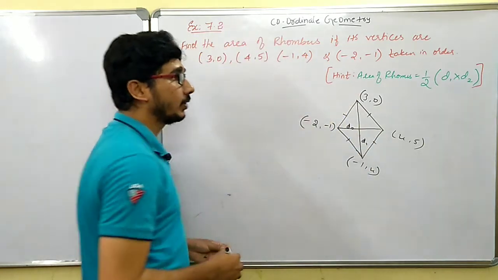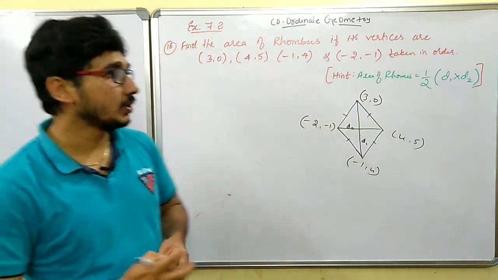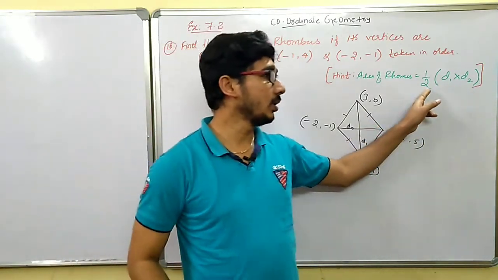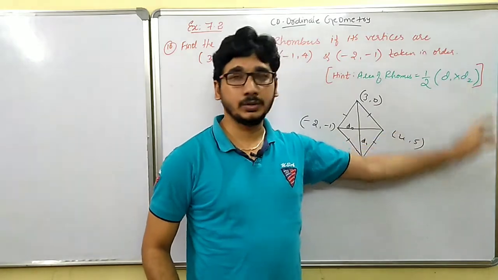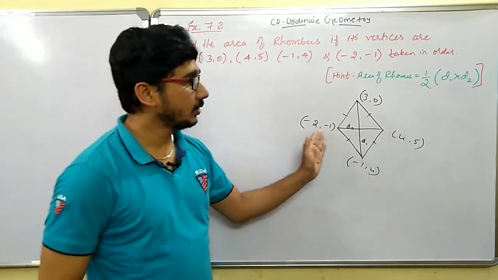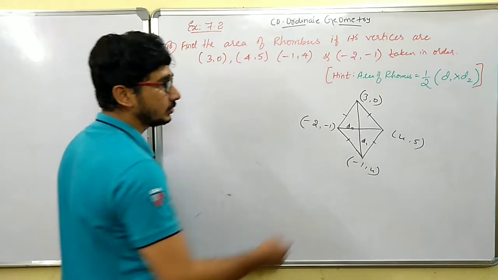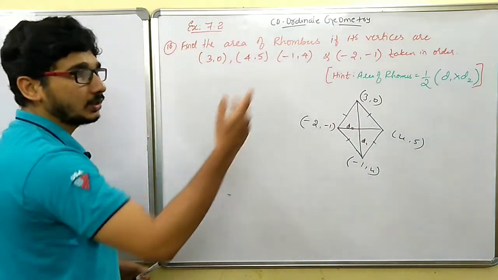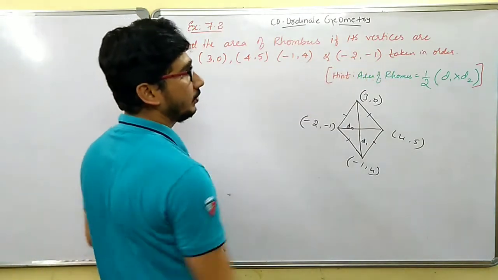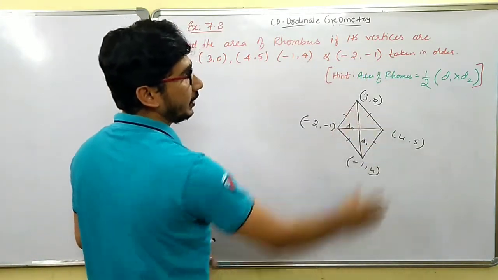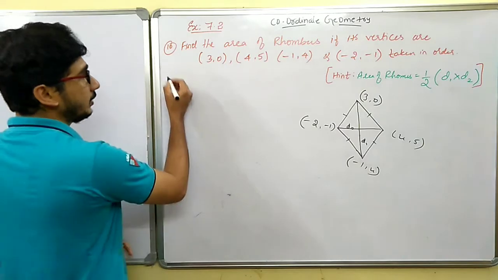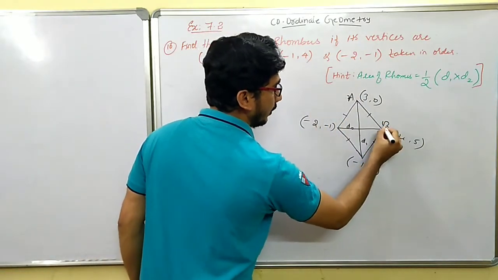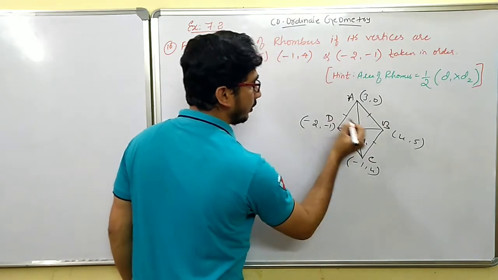See, the hint is given. The area of a rhombus is half of the product of its diagonals, that is half into D1 into D2. If you find the diagonals, that is enough. Diagonals mean the distance from one point to the opposite point, so we apply the distance formula. Then applying this formula, we finally get the area of the rhombus. So let us use the distance formula. I'll label the points A, B, C and D.